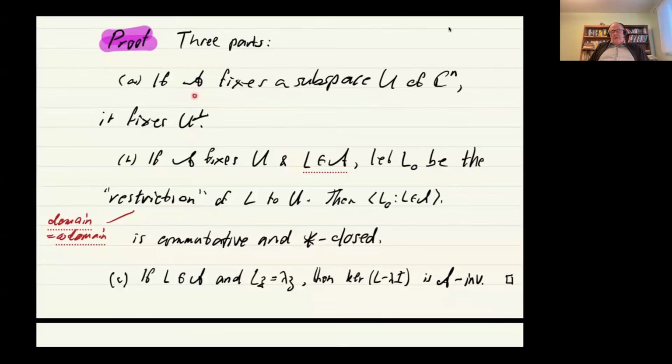But this is not just a matrix, this is an algebra. And so if it contains matrix A, it contains A star. And so if A fixes subspace U and A is in the algebra, then A star is also in there, so A star fixes U. So in this case, we get that if A fixes subspace U of C to the n, it fixes U perp. Okay, so we've got a decomposition U plus U perp, and A is fixing both. The algebra is leaving both parts fixed.